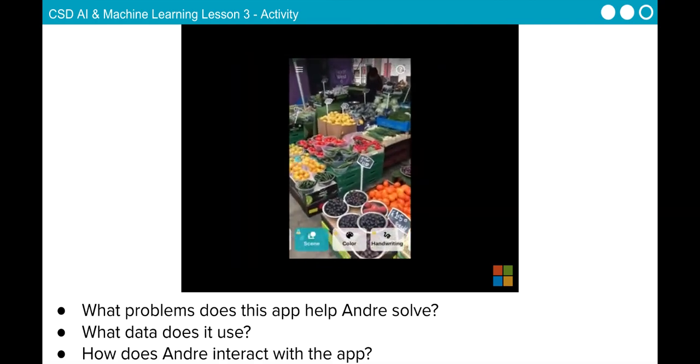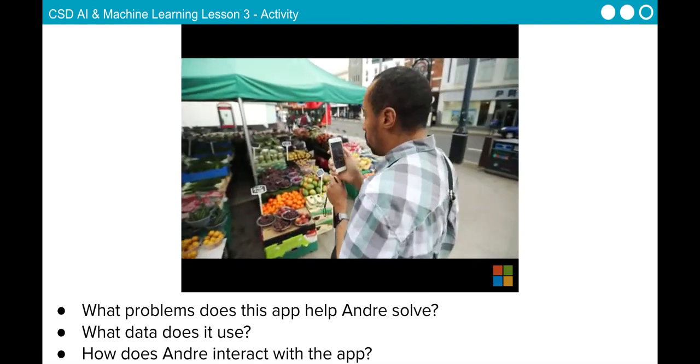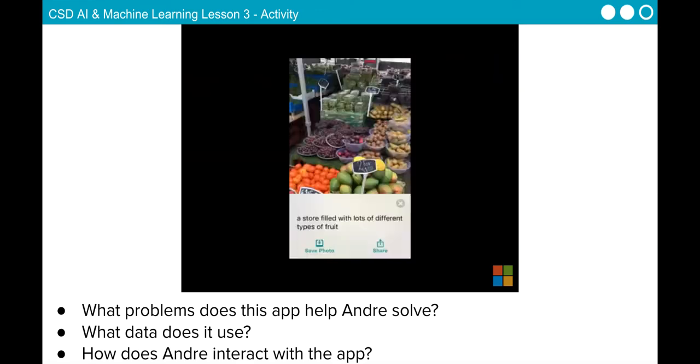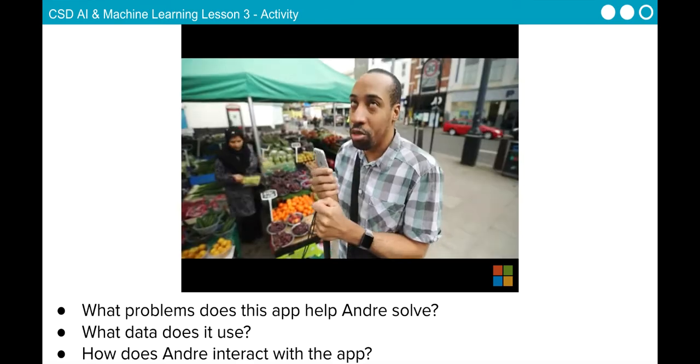Scene preview. Scene is actually really cool. It's quite descriptive, really. Processing. A store filled with lots of different types of fruit. But I think that's pretty amazing.